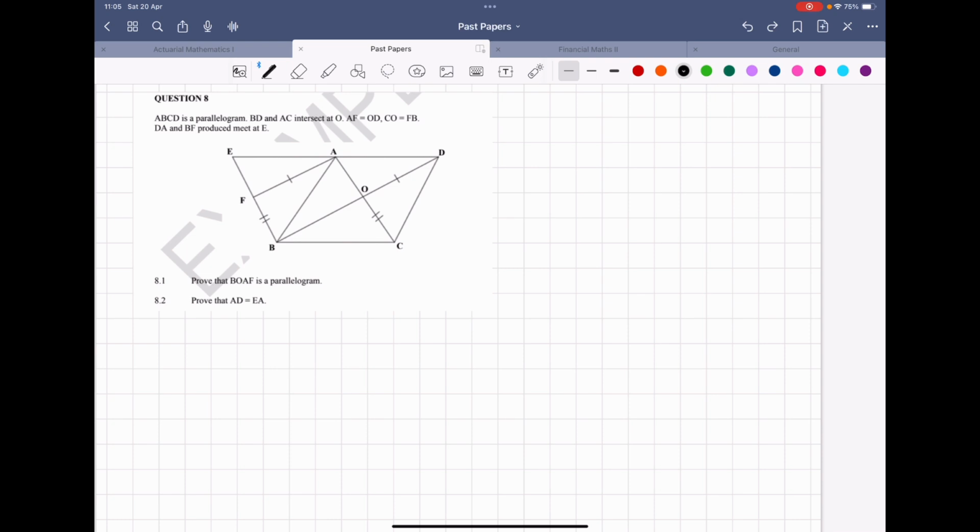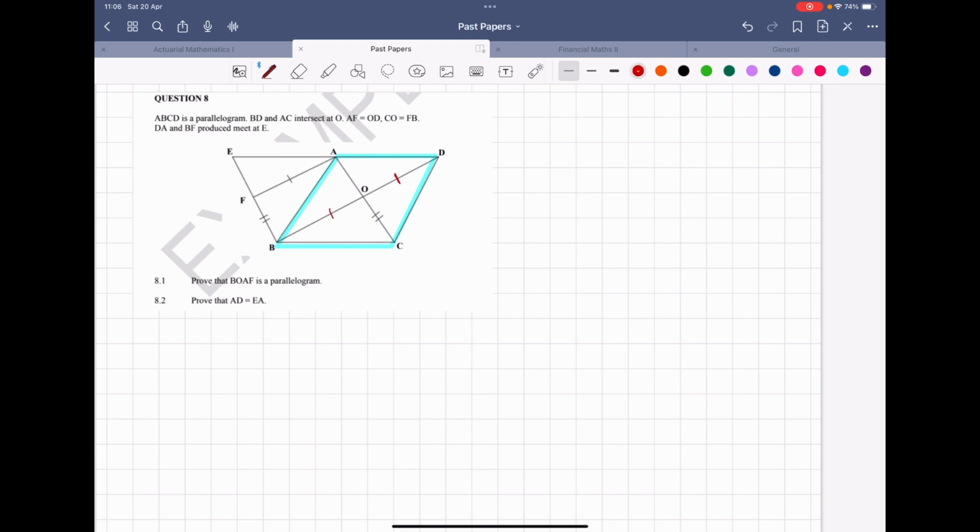Question 8, we're given that ABCD is a parallelogram. That's this one. And that BD and AC intersect at O. And so these are the diagonals of the parallelogram. And I know from my properties of a parallelogram that the diagonals bisect each other. So I can immediately say that OD is going to be equal in length to OB, and that OA is going to be equal in length to OC. So I'm going to fill that in.